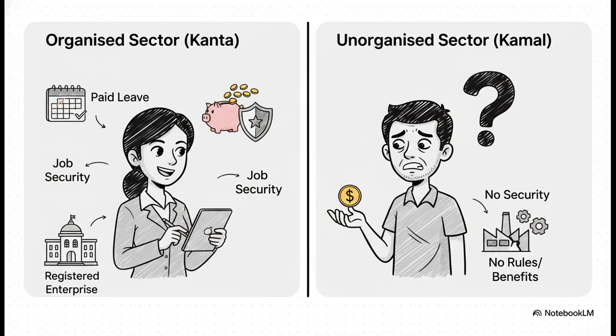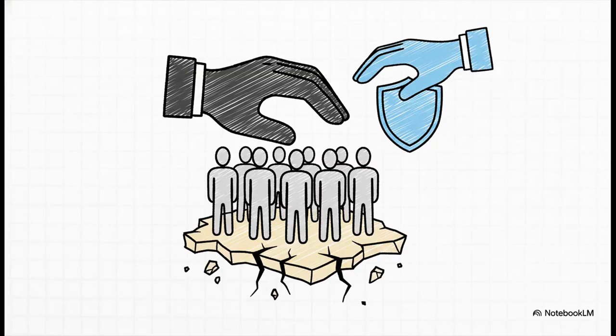Now let's look at Kamal. He works in the unorganized sector. His work is not registered. He is a daily wage laborer with no fixed hours, no benefits like paid leave, and absolutely no job security. The sad reality is that in India, a very large number of people work like Kamal in the unorganized sector. They face low pay, insecure jobs, and have no social security benefits. That is why these workers are very vulnerable and are in great need of protection and support from the government.